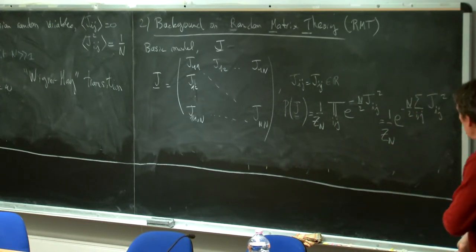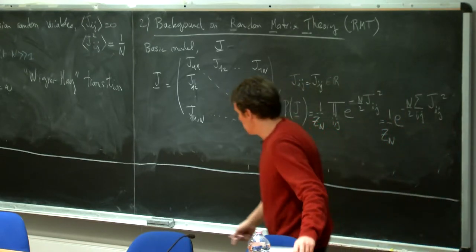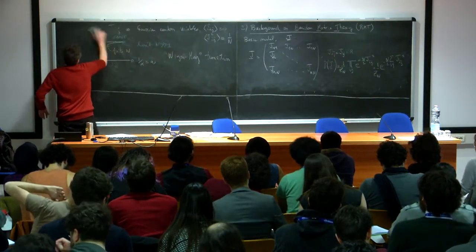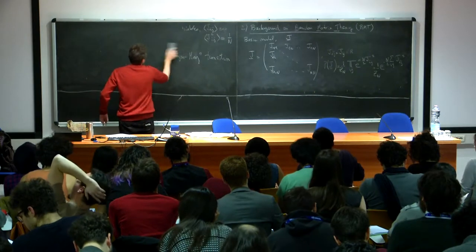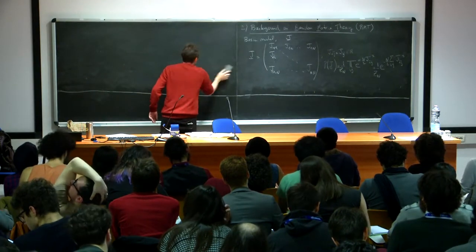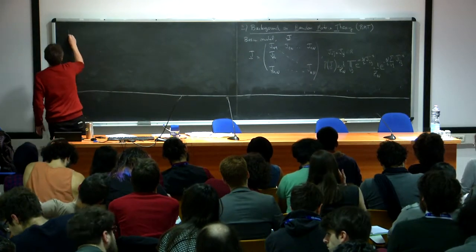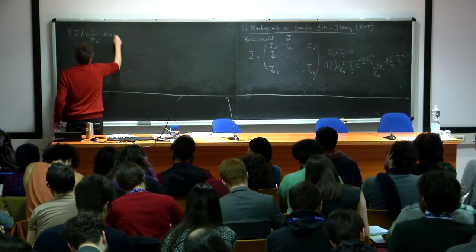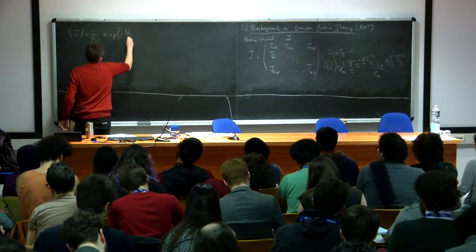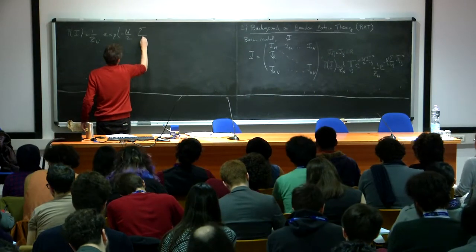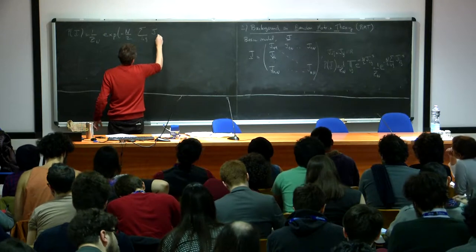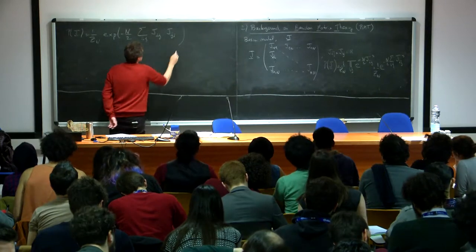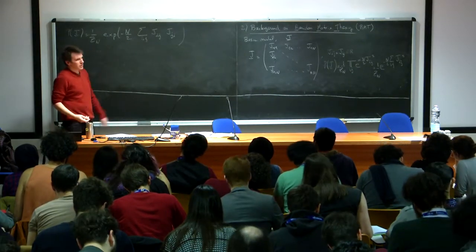So now let me manipulate it a little bit. I want to rewrite this in a nicer way. So now I want to use the fact that J_ij is equal to J_ji. Okay, so that means that the P of J that I have, I can again write it like this. So it's exponential of minus n over 2, and I can write it this way, right? I have J_ij, J_ji. Okay, I didn't do anything. I just used the fact that the matrix is symmetric.